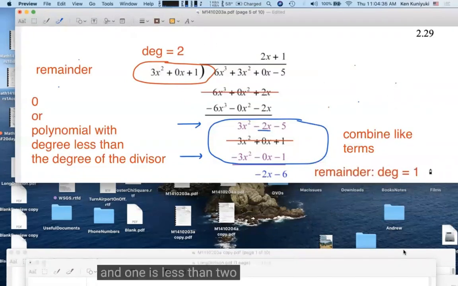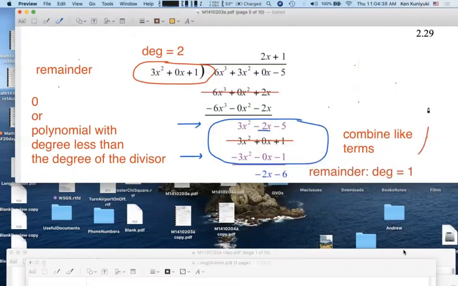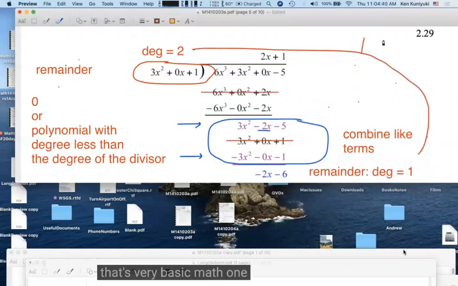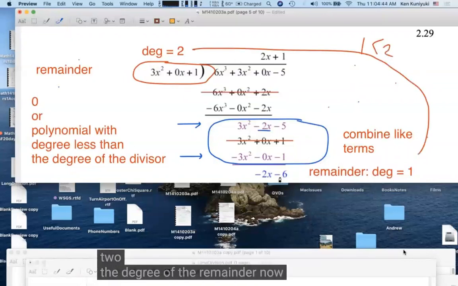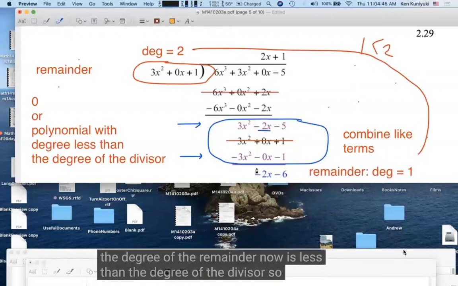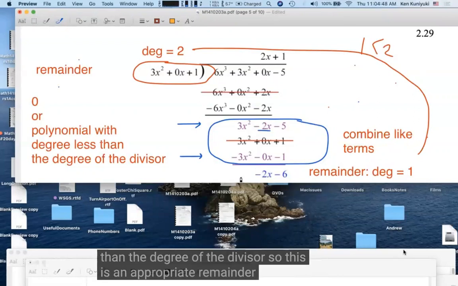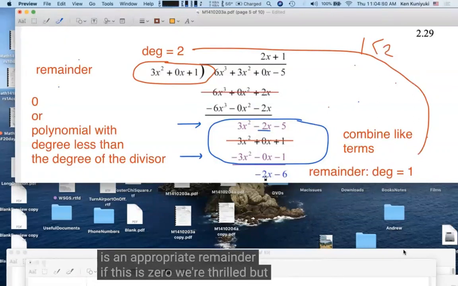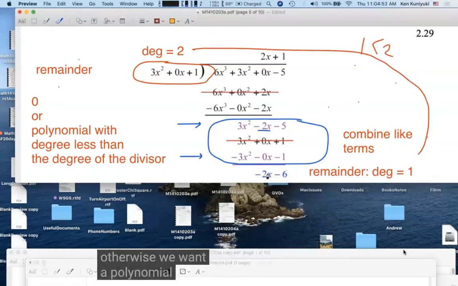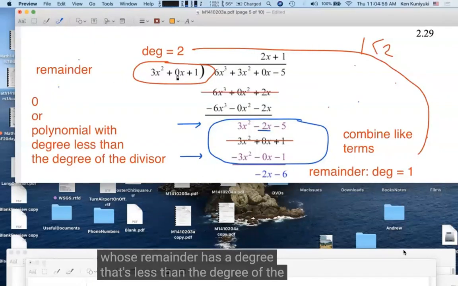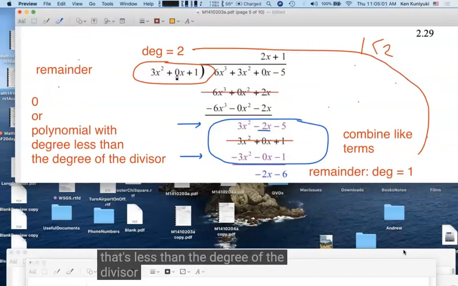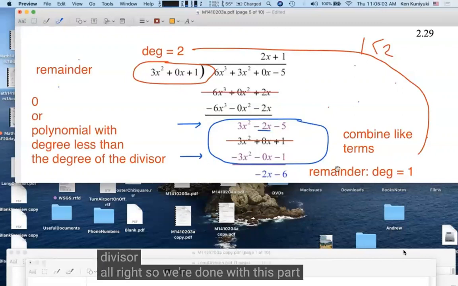And 1 is less than 2. That's very basic math. 1 is less than 2. The degree of the remainder now is less than the degree of the divisor. So this is an appropriate remainder. If this is 0, we're thrilled. But otherwise, we want a polynomial whose remainder has a degree that's less than the degree of the divisor. All right, so we're done with this part of the process.